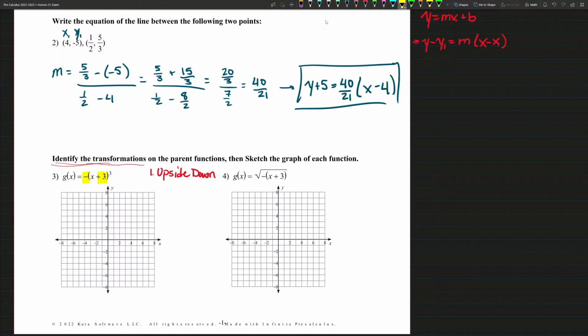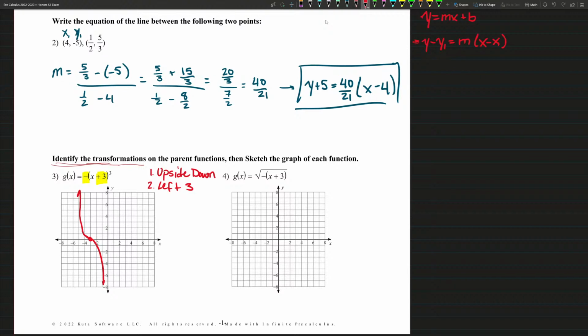And this plus 3 on the inside, that means we're going left 3. Okay, this is a cubic, so we are left 3. And we are upside down, so our graph is going to look something like this. It doesn't have to be super exact, I just need to clearly see that you know the orientation and where it's shifted. Might be worth it to plot a point there so I know.